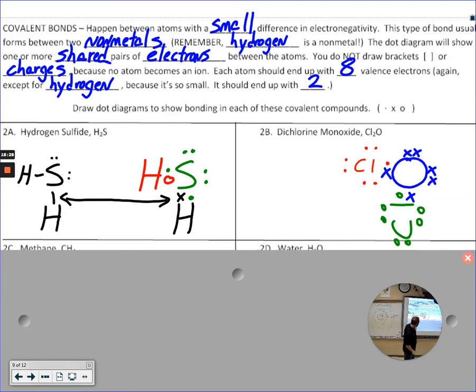If I wanted to draw this using my little bonds instead of showing all the dots, I have my oxygen, bonded to chlorine, bonded to chlorine, and then any unpaired electrons or any unshared electrons still have to go in the diagram. So I do it like that.